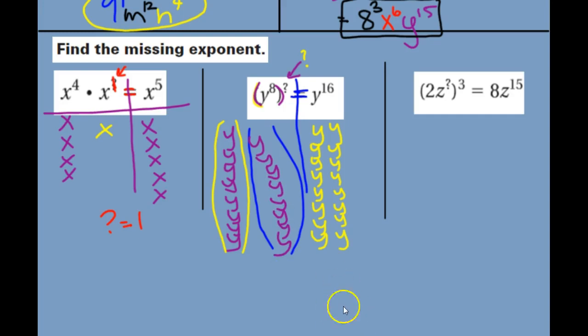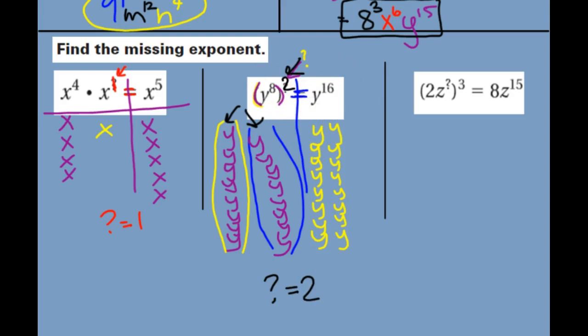So they're asking us, how many groups do we need? How many times would we write this out? Well, one here and one here would be a total of 2. So our question mark would be a 2. We would need 2 groups of 8 to get us to 16.